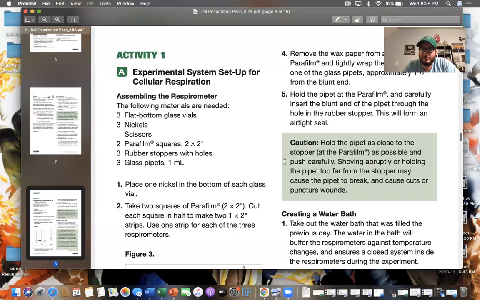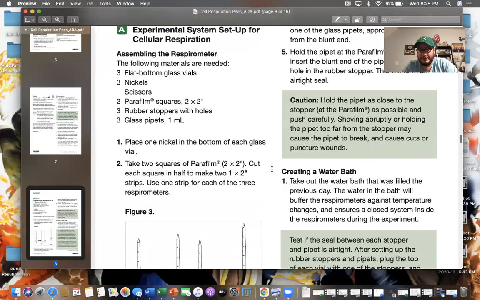Yeah, they give you a little bit of a caution. This is a glass pipette. So if it does crack or snap, you can cut yourself. So please be very careful with that.